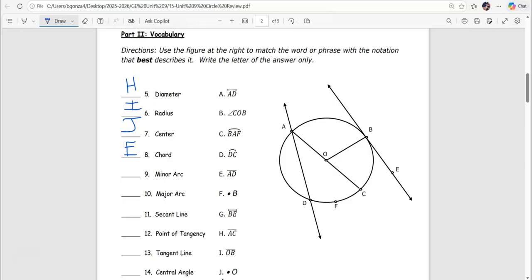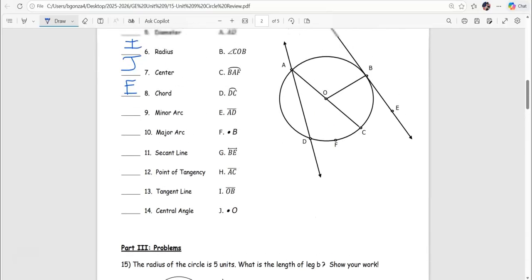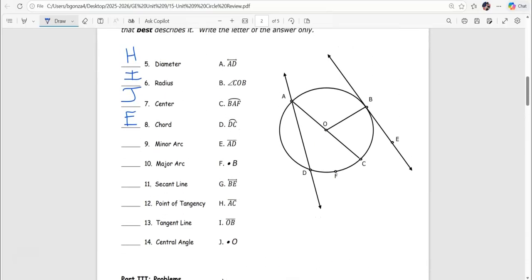Minor arc is less than half, so the only ones that have arcs are C and D. Okay, that's it. So minor is always 2 letters. Just by looking at these, it's got to be letter D. And let's take a look. DC is less than half a circle. Yeah, so letter D. Major arc has 3 letters. BAF, B to the A to the F is more than halfway. So yeah, that's letter C.